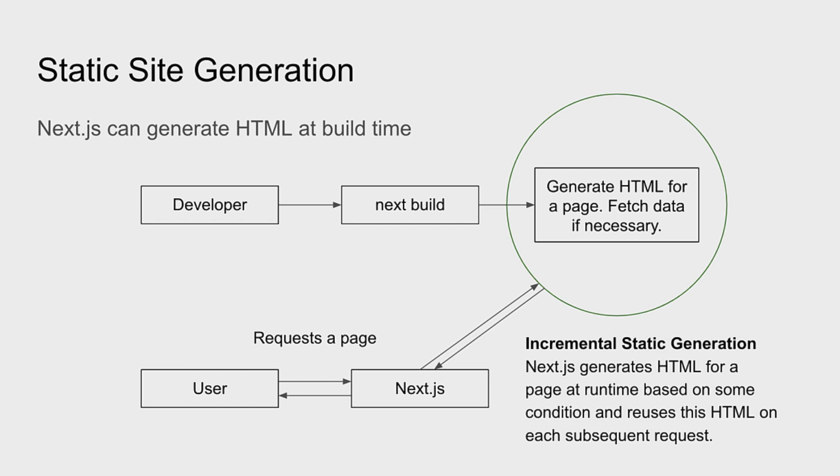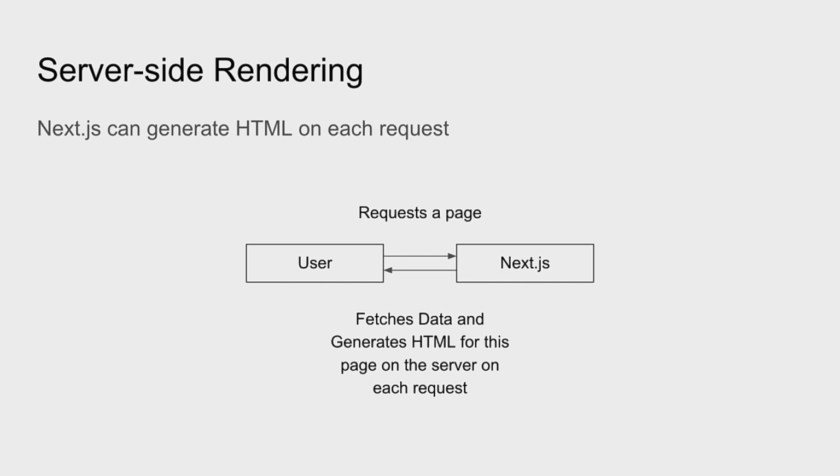Also, there is a really cool feature called incremental static generation. This is when Next.js generates HTML for a page at runtime based on some condition and reuses this HTML on each subsequent request. Now let's talk a little about server-side rendering. This is when Next.js fetches data and generates a page dynamically on the server side every time a user visits a page.